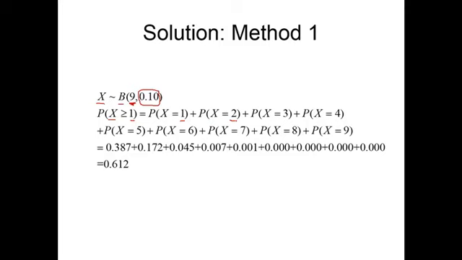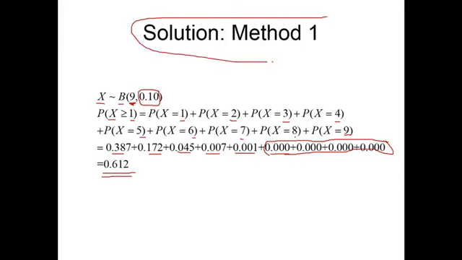Now, that's 1, 2, 3, 4, 5, 6, 7, 8, and 9, and you do the table lookups for all those probabilities. This would have been 9 fairly nasty calculations if you had done it by hand. Now, the upside of this is after a certain point, it rounds off to 0, so the arithmetic gets a little bit easier. So we get 0.612 probability.